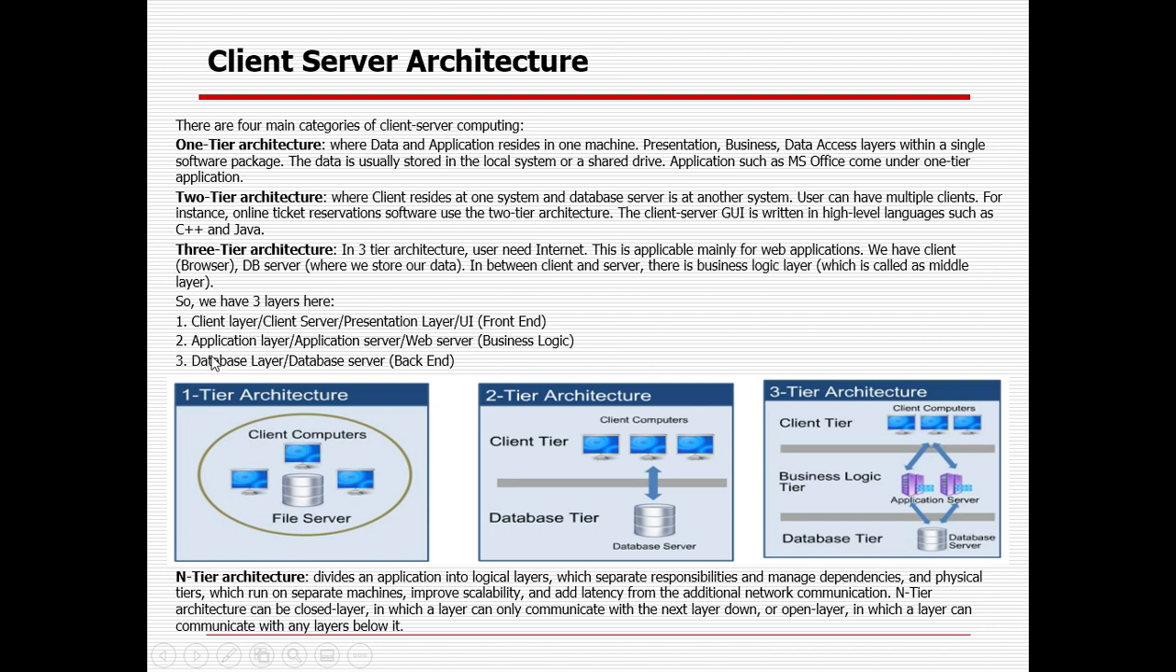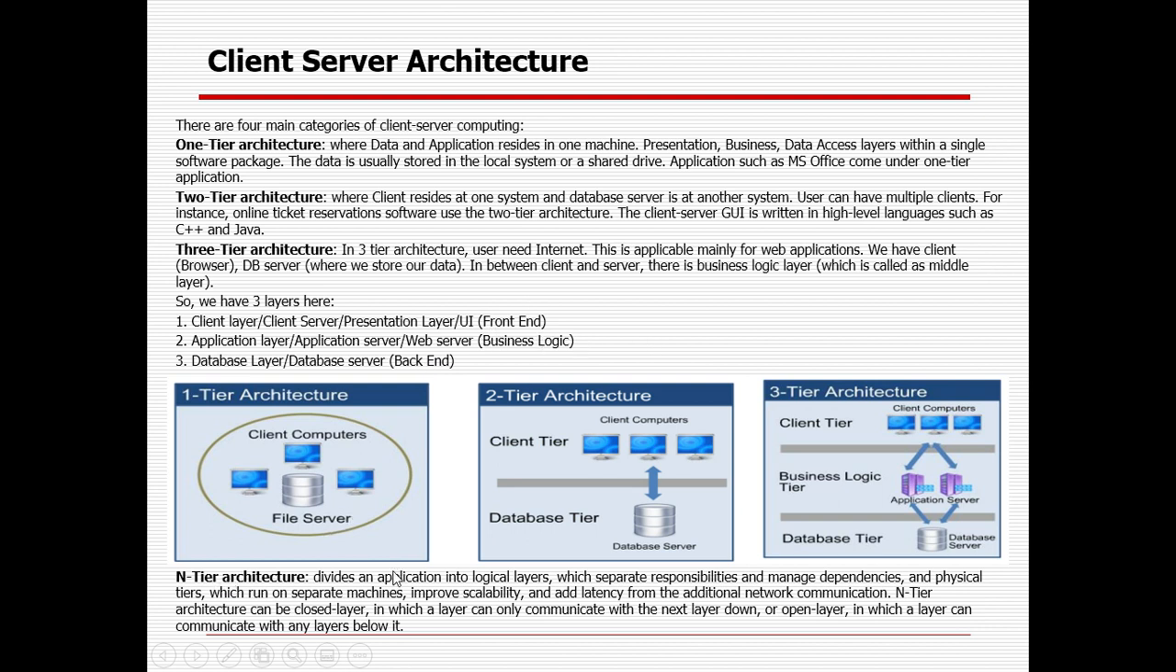The first one is the database layer or the database server, which acts as a backend where all the data will be stored. Your client layer, or the presentation layer or the UI layer, is nothing but the front end from where the client will try to interact with the database. And in the middle there is the application layer, or the application server or the web server, where all the business logic will be defined, right? So the front end and the back end will interact based on the business logic layer, right?